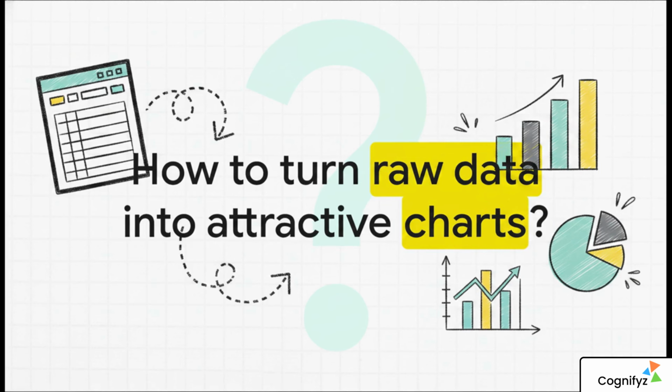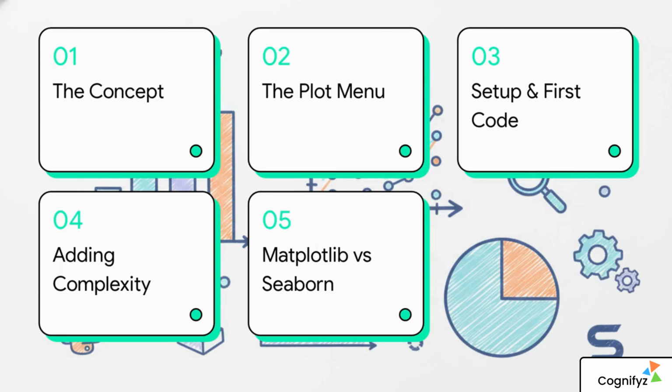And that is exactly where Seaborn comes in. It's an absolute game changer for beginners and pros alike. Here's our roadmap for today's workshop. We'll hit 1, the concept, 2, the plot menu, 3, setup and first code, 4, adding complexity, and finally, 5, Matplotlib comparison. Let's get right into it.